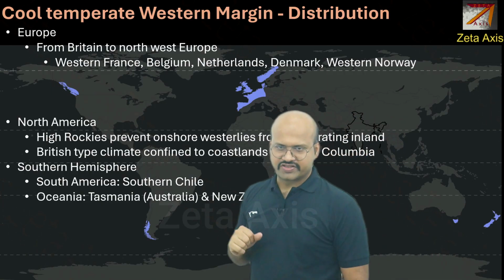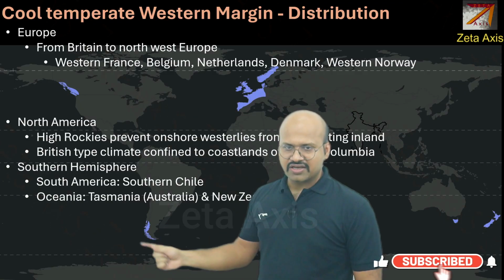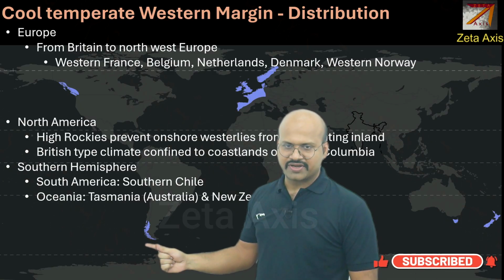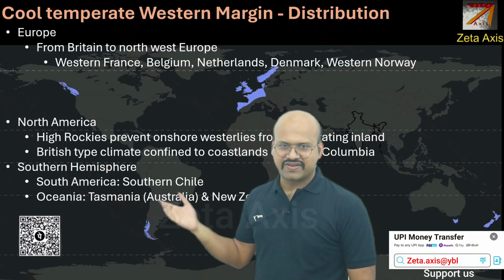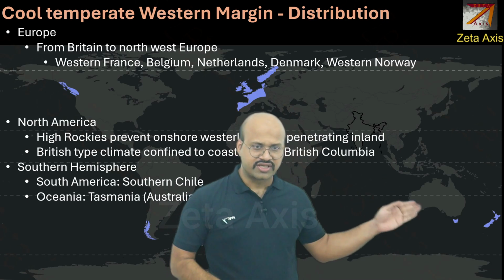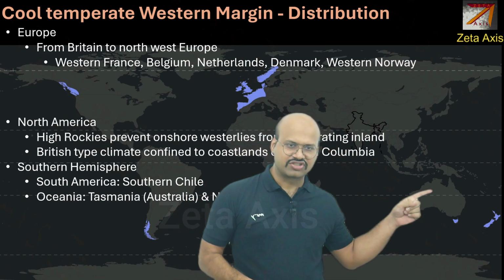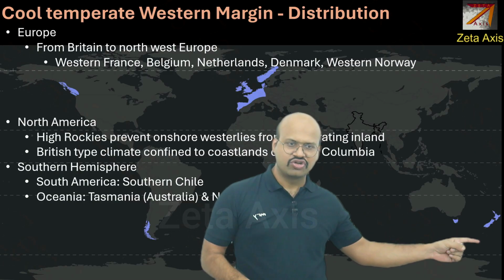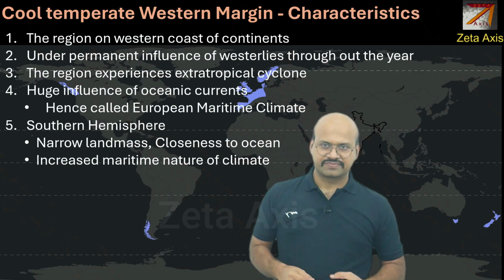In the southern hemisphere, we see South America, where we have southern Chile, and here we see the British type of climate. It is again confined to a very narrow portion because of the Andes mountains as well as the narrowness of the land over here. And in Oceania, that is Australia and New Zealand, we see Tasmania, which is an island of Australia, and then New Zealand, where the British type of climate can be clearly seen.